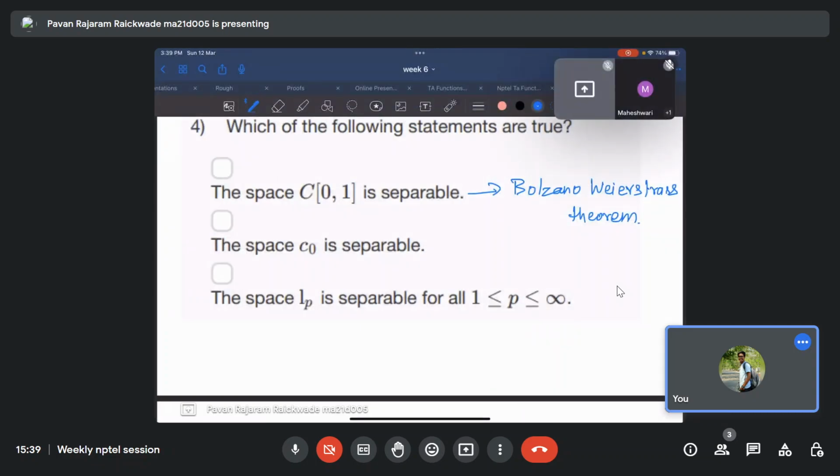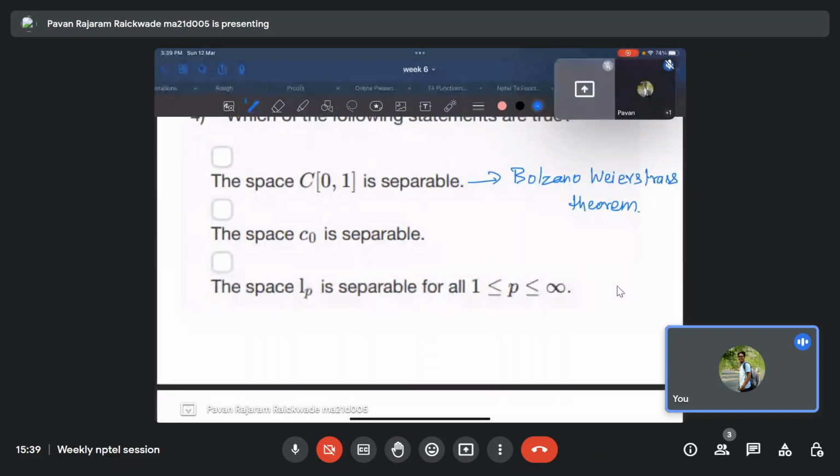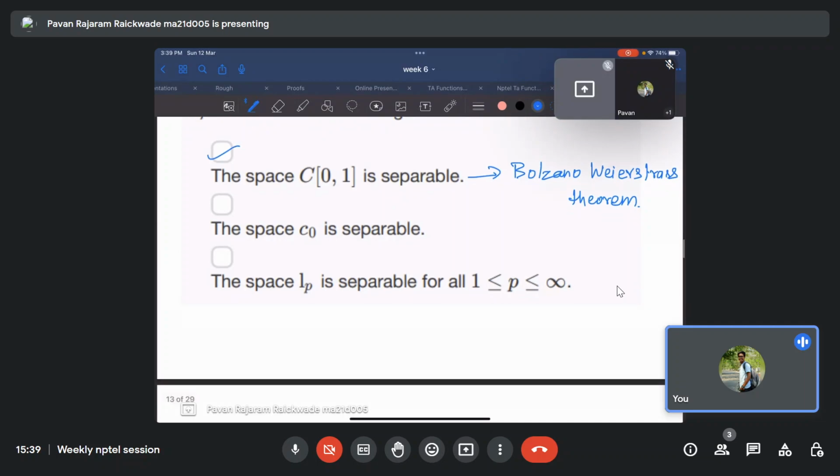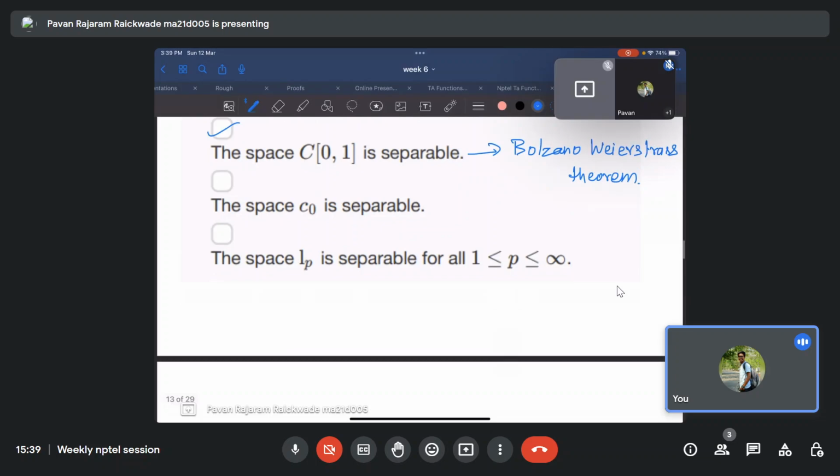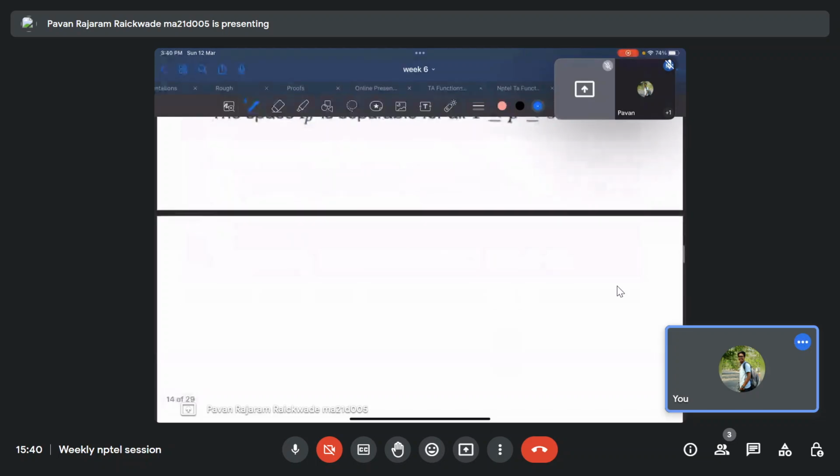Yeah. So the space C[0,1] is separable because you have a countable dense subset here, which is the set of all polynomials with rational coefficients. Then the space c0 is separable. Yeah, this is also true. I'll just prove this one maybe. All other proofs will be on the same line as this one.